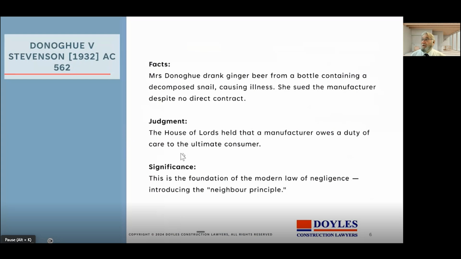So the manufacturer owed a duty of care to the consumer, even though they'd never met, they had no direct interaction, and the significance of it is that it effectively establishes a duty to look after your neighbours, to look after those that are going to be closely affected by your actions, and make sure that you take the care to avoid that.